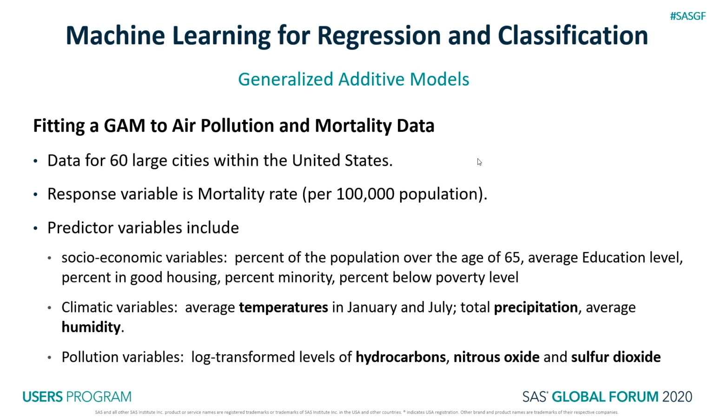The predictor variables include a bunch of socioeconomic variables: percent of the population over the age of 65, average educational level, percent in good housing, percent minority, percent below poverty level, and so on. There are some climatic variables, so average temperature in January and July, total precipitation, and average humidity. And then there are the variables which were of most interest, which are pollution variables, measures of hydrocarbons, nitrous oxide, and sulfur dioxide. These variables are very, very skewed, and so they have been log transformed to improve their distributions.